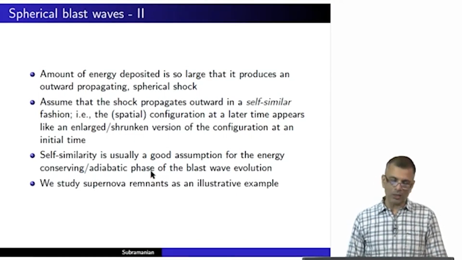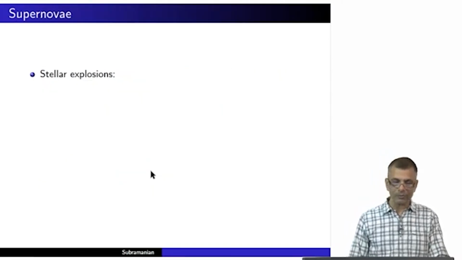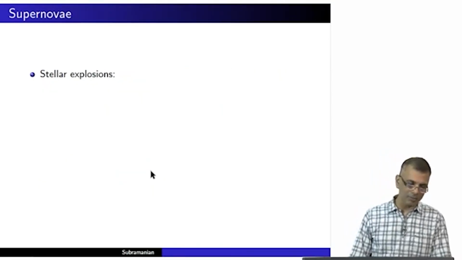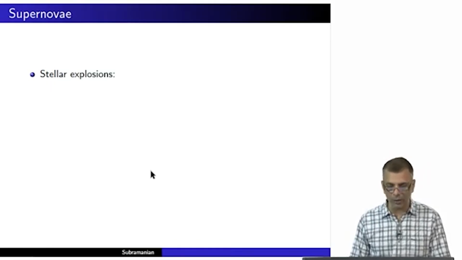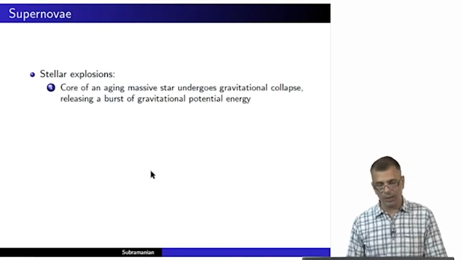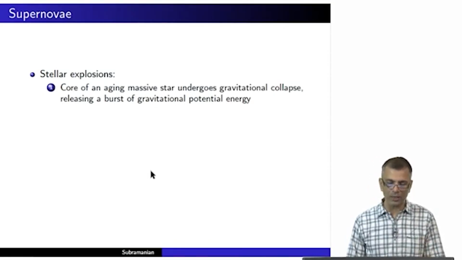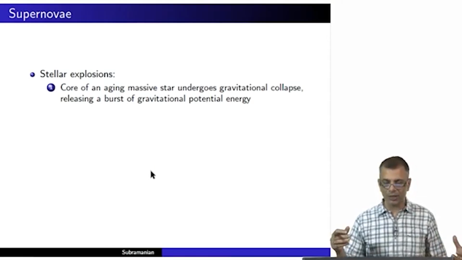Right, so we will study supernova remnants as an illustrative example. Supernovae, to give you some astro background, are essentially stellar explosions. Okay, and this happens when the core of an aging massive star undergoes gravitational collapse.